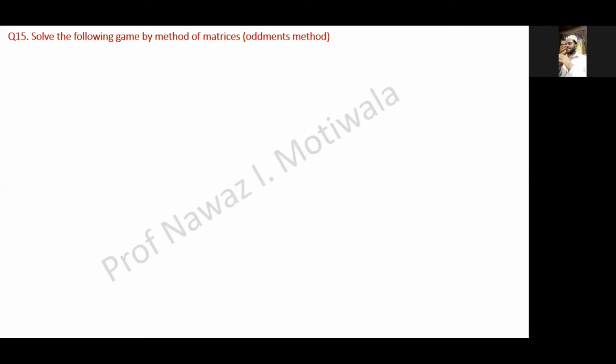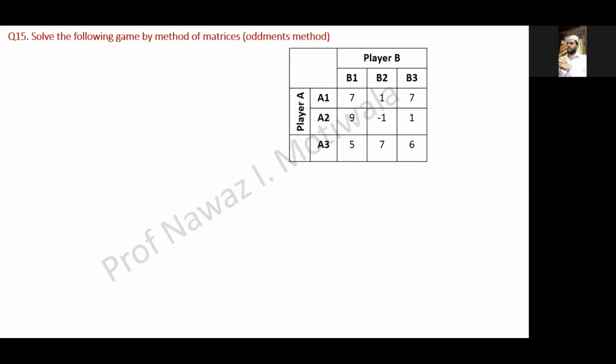But is there any procedure? Till yesterday I was telling that we have seen Oddman's method for a 2 by 2 matrix only. So is there any method to solve by Oddman's if there is a 3 by 3 matrix? Yes, there is a method for that, which we will see in this problem. So the question is like this: solve the following game by method of matrices, Oddman's method, and this question is given to you. Okay, first step.